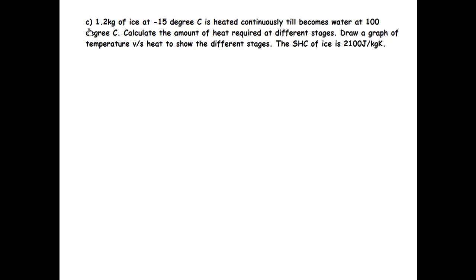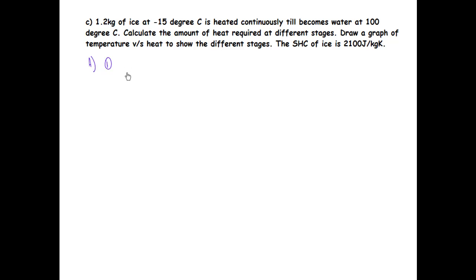Question 7 part C is a numerical. 1.2 kg of ice at minus 15 degrees Celsius is heated continuously till it becomes water at 100 degrees Celsius. Calculate the amount of heat required at different stages. Draw a graph of the temperature versus heat to show the different stages, and the specific heat capacity of ice is 2100 joules per kilogram Kelvin. So we need to calculate the amount of heat at each stage of heating.